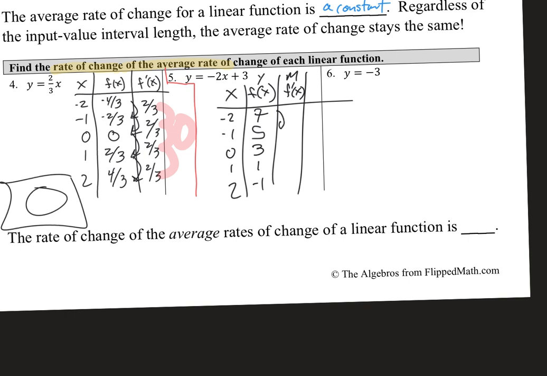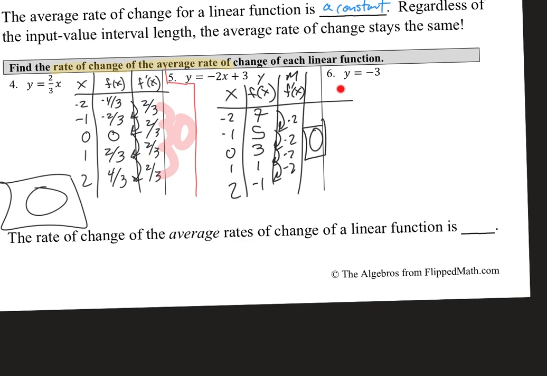So what is the average rate of change? -2, right? Well, once again, they're asking for the rate of change of the average rate of change. How are each of these changing? Well, they're not. So the rate of change here is 0. And you might see a pattern here. In this linear function, the rate of change of the average rate of change is 0.